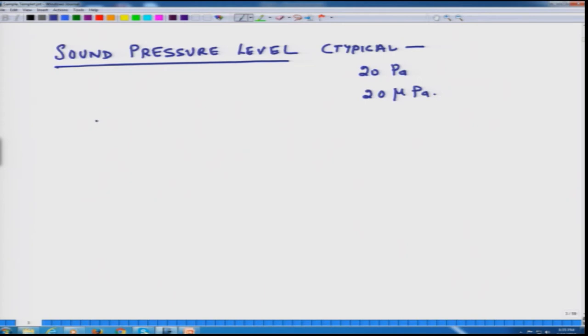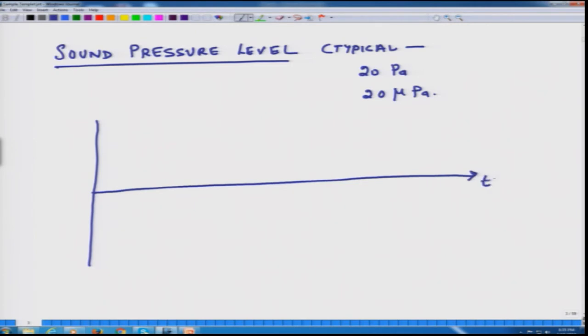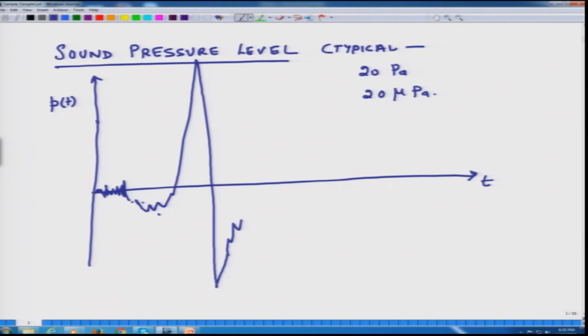If I have to plot, let us say on the time scale, so x axis is time and y axis is, let us say, pressure. So, this is P as a function of time. At some location I have a microphone, so x is fixed and I am measuring how pressure is changing. At some points the pressure may be very small, maybe this is 20 micropascal, and then at some points it may be very large, it could be 20 pascals.